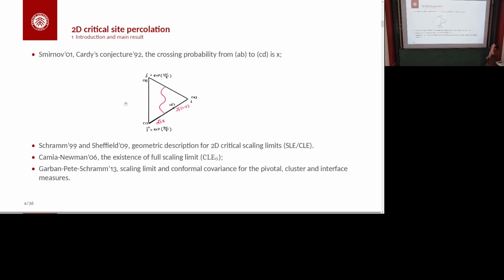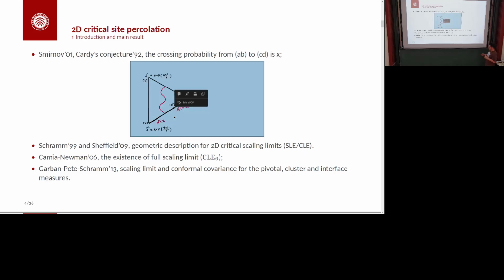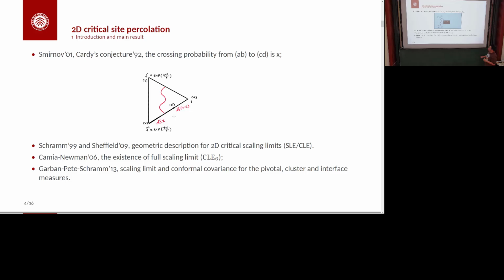Before introducing our result, we first mention some significant developments in 2D critical site percolation. The first one is by Smirnov. He proved Cardy's crossing formula. The setting is you consider this triangle with marked points A, B, C and the marked point D here, where the length of this side is square root of 3 times x, and you put critical percolation on it and consider the scaling limit. You can ask what is the probability that there is a percolation cluster crossing from the edge CD to the edge AB, and the exact probability is just x.